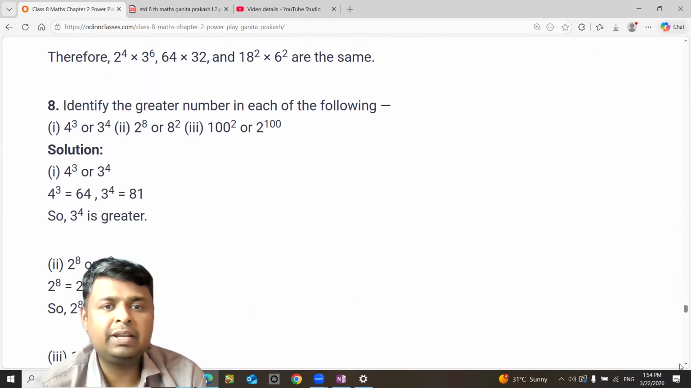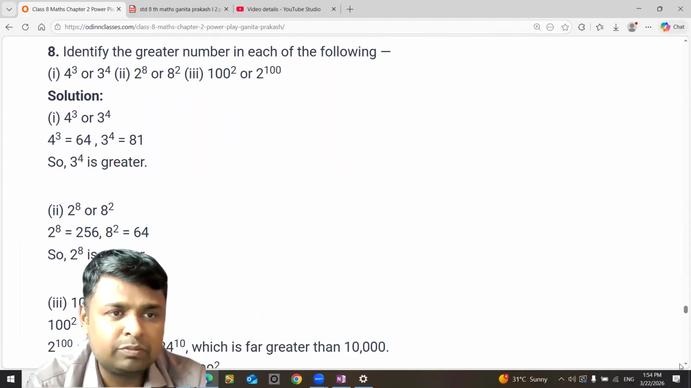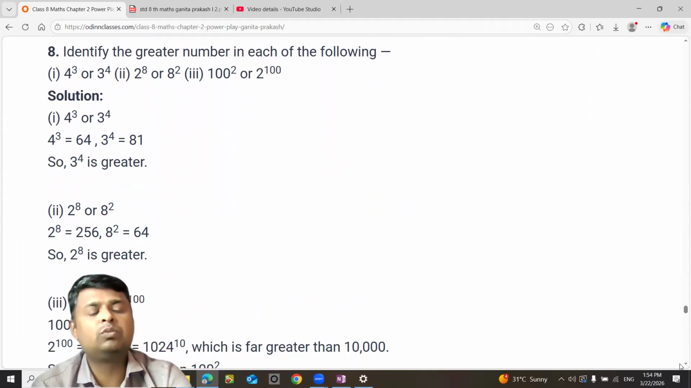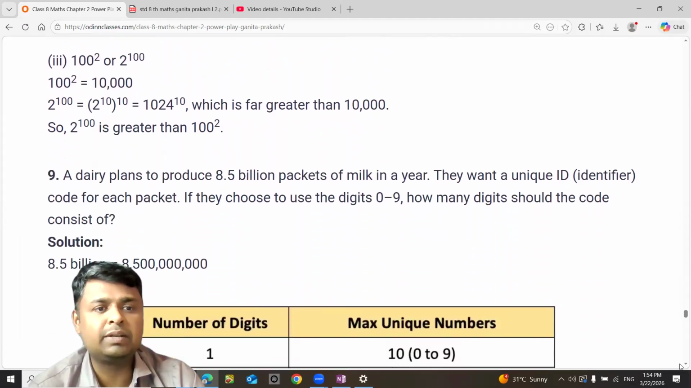Now identify the greater number from the following. So 4 raised to 3, 3 raised to 4. Which is bigger? So 4 raised to 3 is 64 and 3 raised to 4 is 81. So 3 raised to 4 is greater. So 2 raised to 8 and 8 square. So 2 raised to 8 is 256 and 8 square is 64. So 2 raised to 8 is greater.